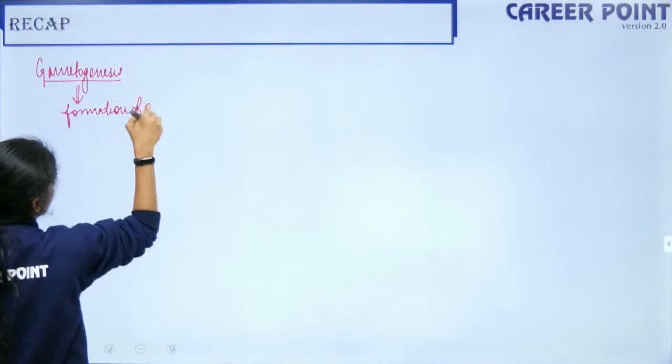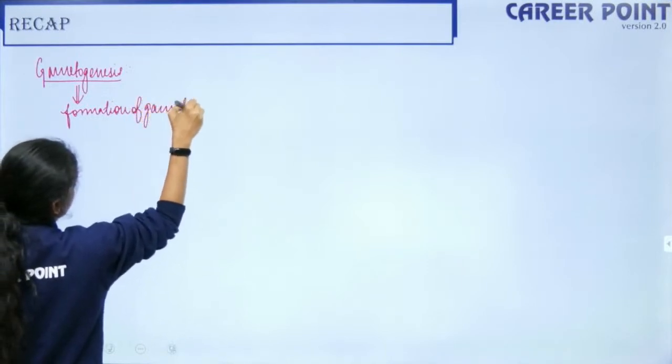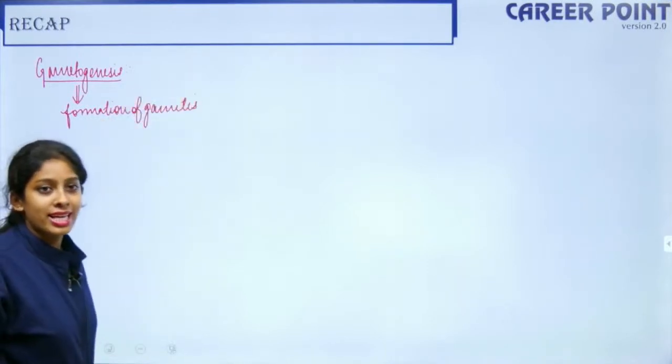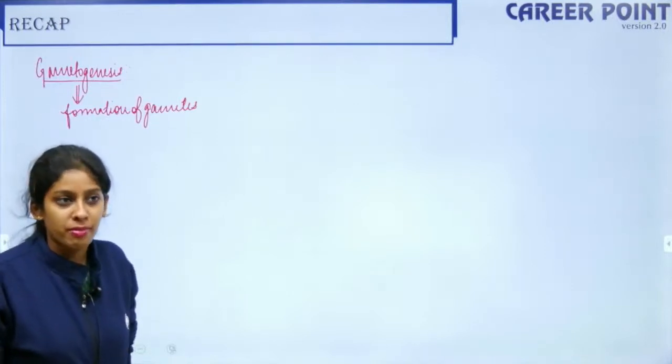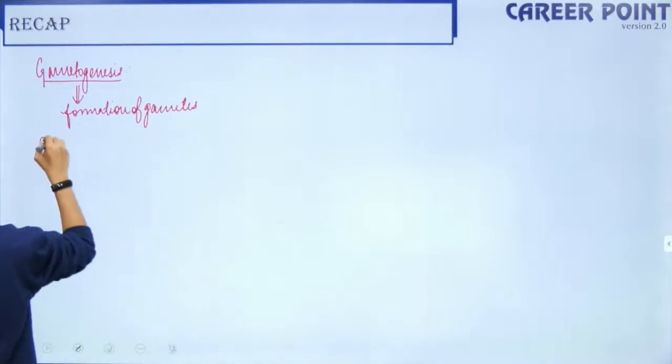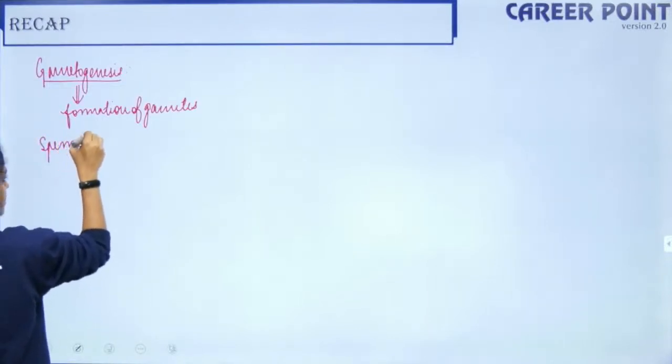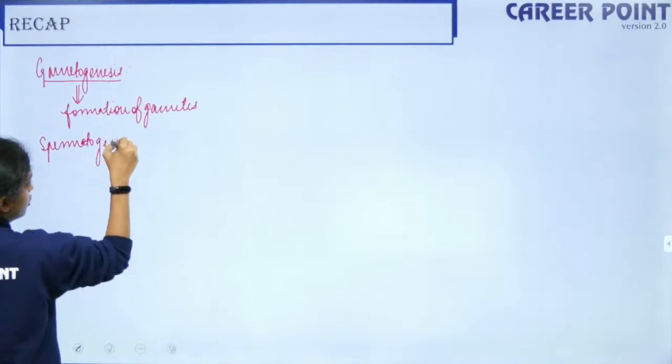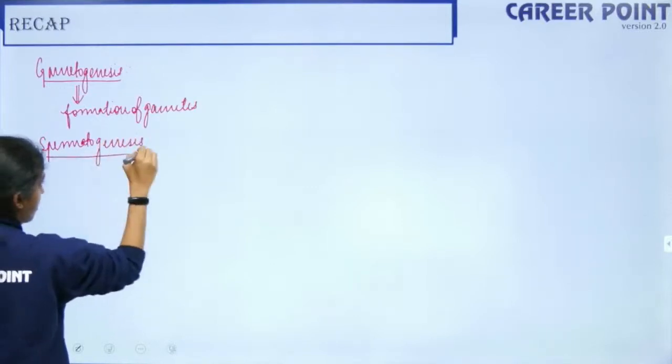It is the process of formation of gametes. So the gamete in your male is your sperm and the gamete in your female is your ova. So how does the process happen? In male we call the process spermatogenesis, the process of formation of sperms, right?